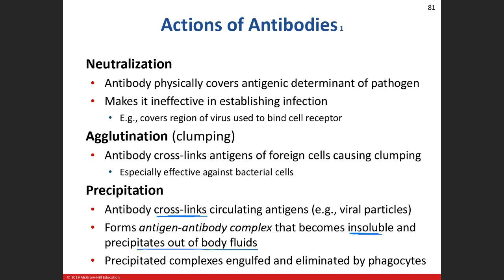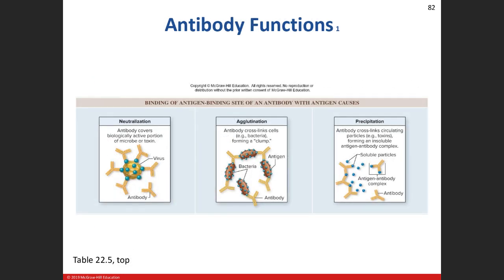And that's what we see here with precipitation. Okay, and that's what we're looking at here. Here are all your little virus particles wandering around. And then your antibodies now make another cross-linkage type of complex here, and it keeps getting bigger and bigger as long as we have antibodies and antigens.